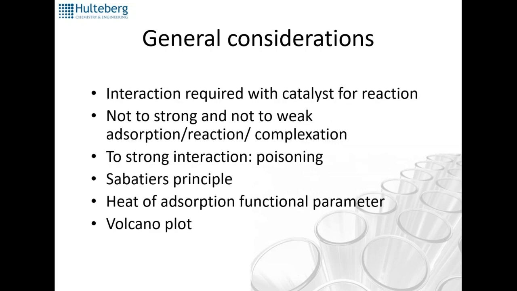So to be able to do any type of catalysis, there has to be interaction between the catalyst and the material. But this interaction cannot be too strong and it cannot be too weak. So the adsorption, the reaction, the complexation can't be too strong. If it's too strong, the reactant or the product can't leave the catalyst, and we call this poisoning.